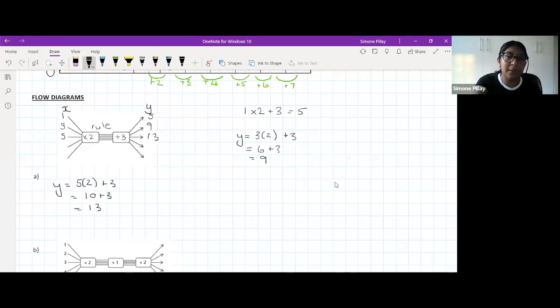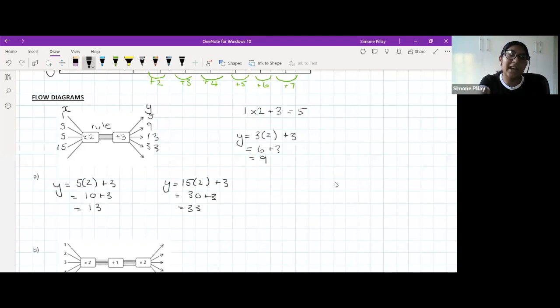Let's try a different number. Let's go with 15 just to spice up our lives a little bit. What are we saying here? I'm saying that my y value is going to equal 15 multiplied by 2 plus 3. I'm then going to get 30 plus 3, and we get a lovely 33. Great job in the chat, guys. I see all your 33.